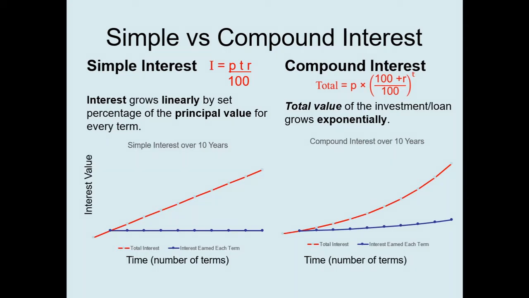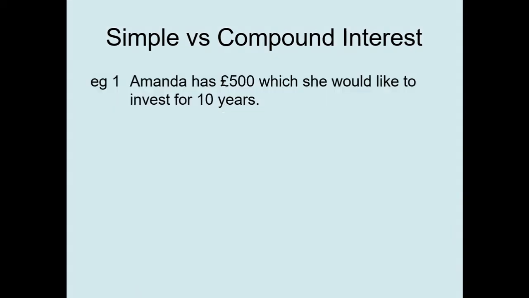One of the biggest differences between these two formulas, and the biggest mistake that people make, is not realizing that the simple interest formula is set out to calculate the total interest earned, whereas the compound interest formula is set out to work out the total value of the investment or loan at the end. So to make these two formulas comparable, either you need to add the principal value to the interest you work out on the simple interest formula, or you need to subtract the principal value from the total amount you get from the compound interest formula. Let's have a look at a couple of examples.